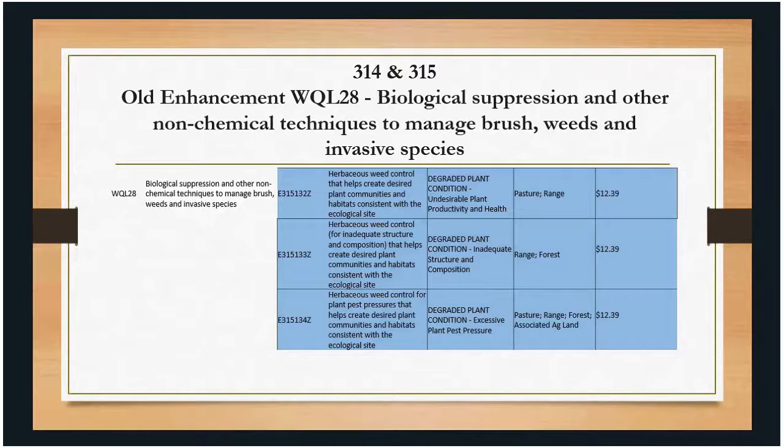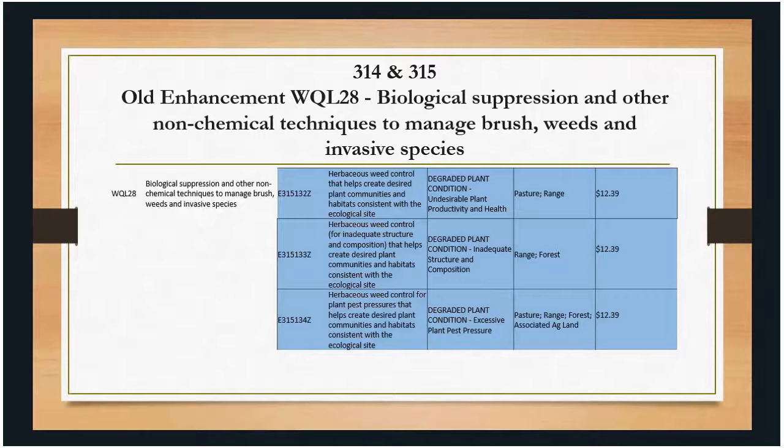They are differing in the land uses that they're applicable for. You can see the first one is for pasture and rangeland. The second one is for range and forest land. The last one is pasture, range, or associated ag land.